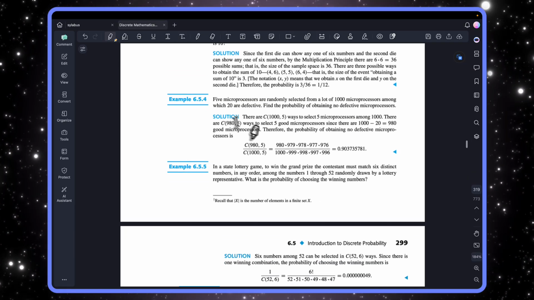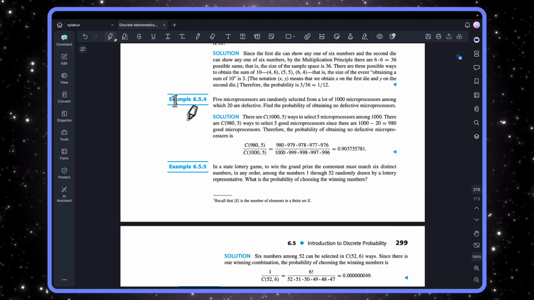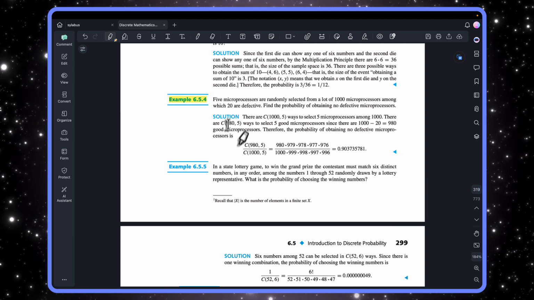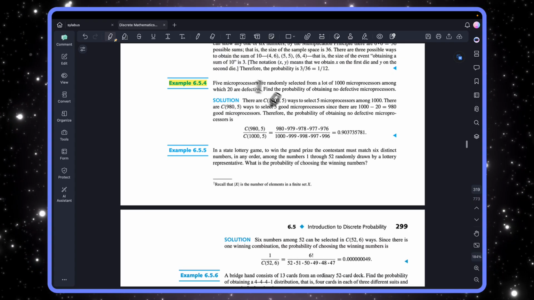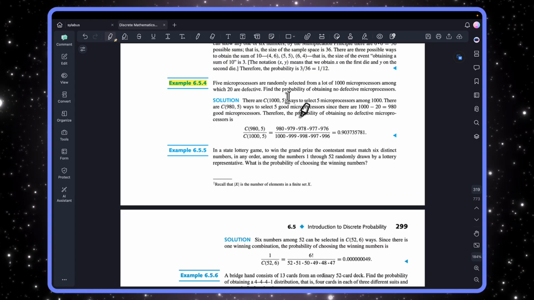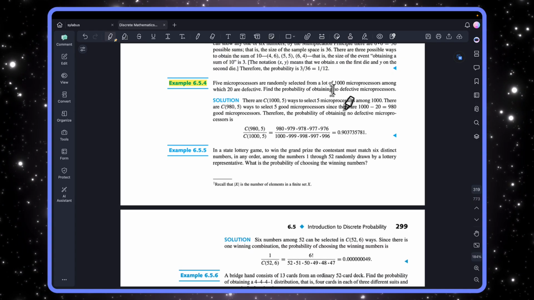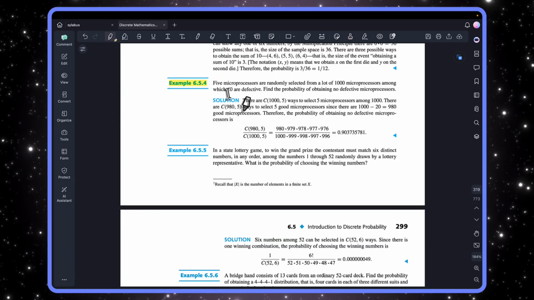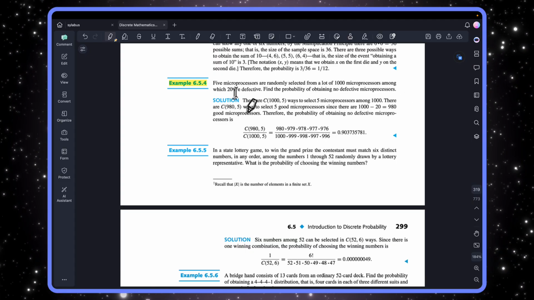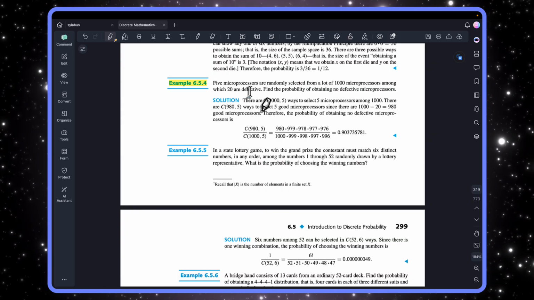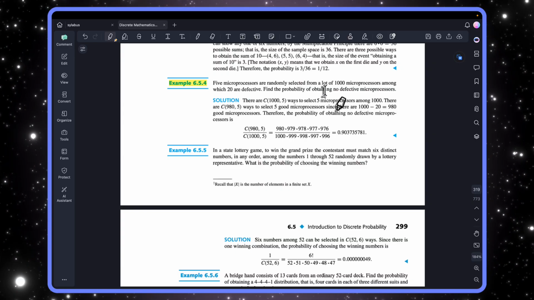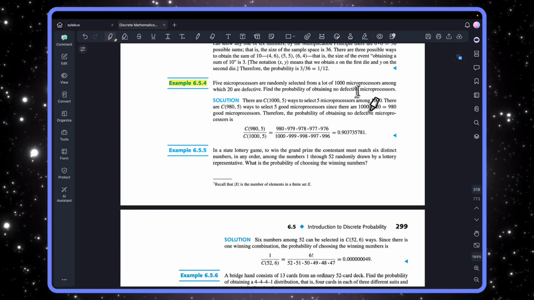Here's another example here. And notice we're using our combinatorics to do these calculations. So 5 microprocessors are randomly selected from a lot of 1,000 microprocessors, among which 20 are defective. So we know that in advance. There are 20 defective. Find the probability of obtaining no defective microprocessors.